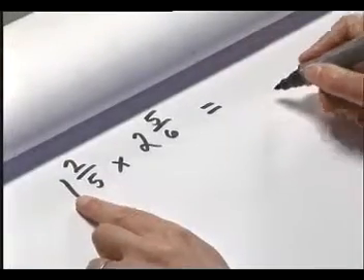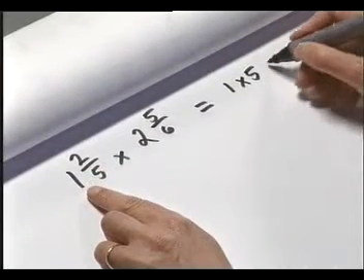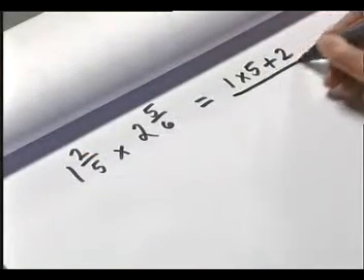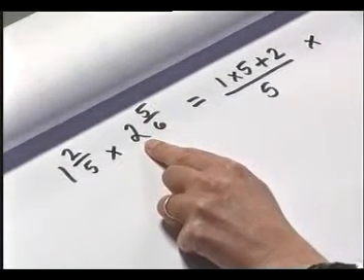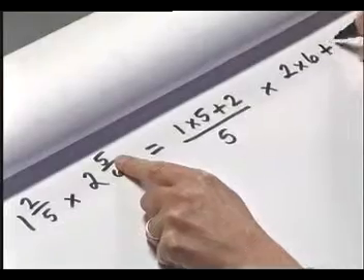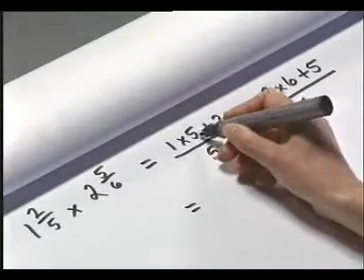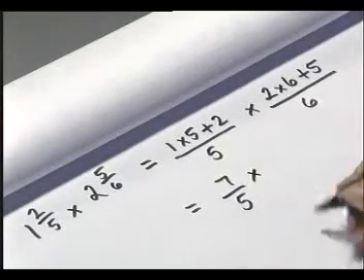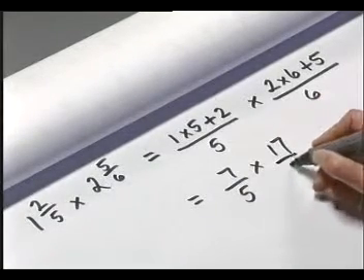So here we have 1 multiplied by 5, because that tells us how many fifths we have with our whole one, 5 of them, plus the 2, that's our total number of fifths, multiplied by, we need the 2 whole ones in terms of sixths, so that's 2 lots of 6, plus the 5, and that's our number of sixths. 1 times 5 is 5, plus 2 is 7, so that's 7/5, multiplied by 2 6s are 12, plus the 5 is 17, divided by 6.